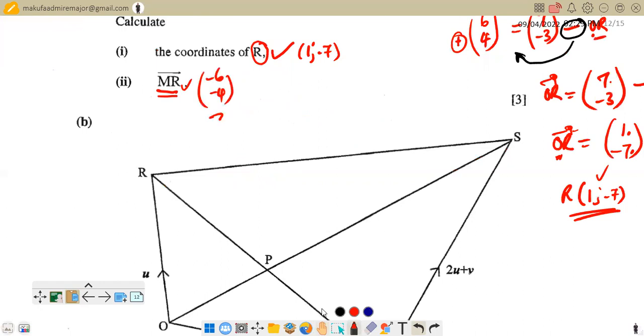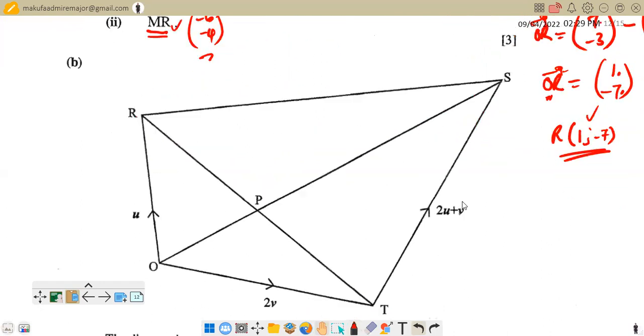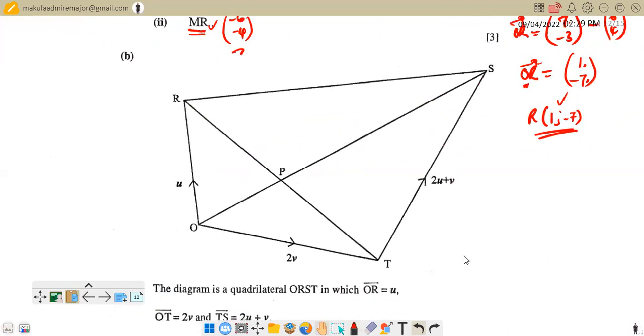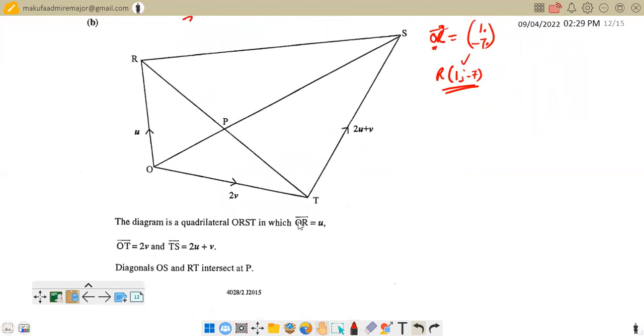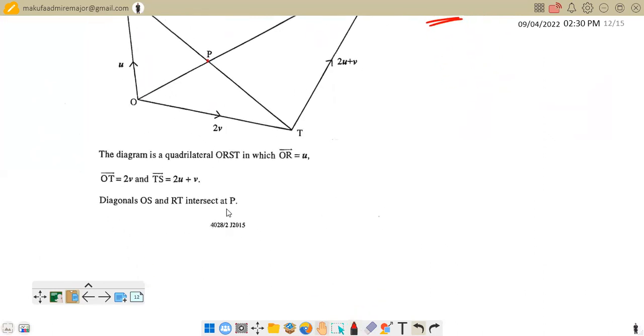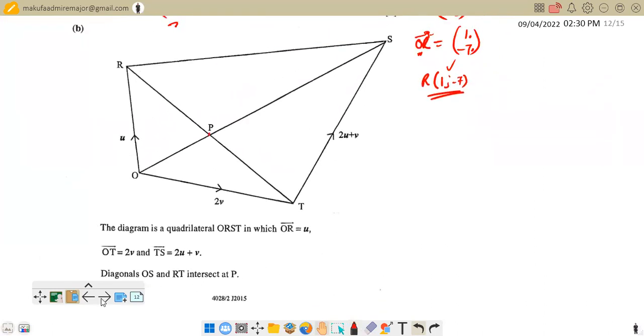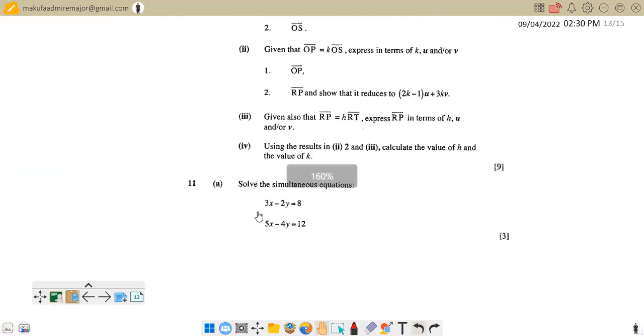All right, the B part now, we are given a vector diagram which is already drawn for us. The diagram is a quadrilateral ORST, where we are given vector OR, which is U, and vector OT, which is 2U plus V. Diagonals OS and RT intersect at P, so this is the point of intersection, which is our P. That's what you are just given. So let's get to the next page and see the questions there.